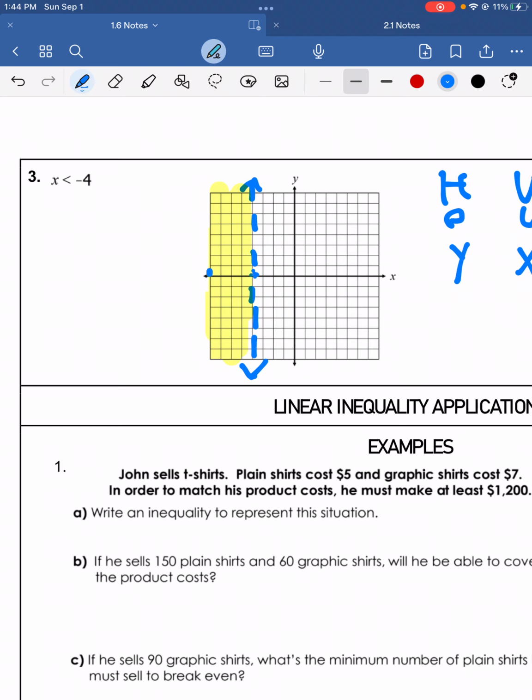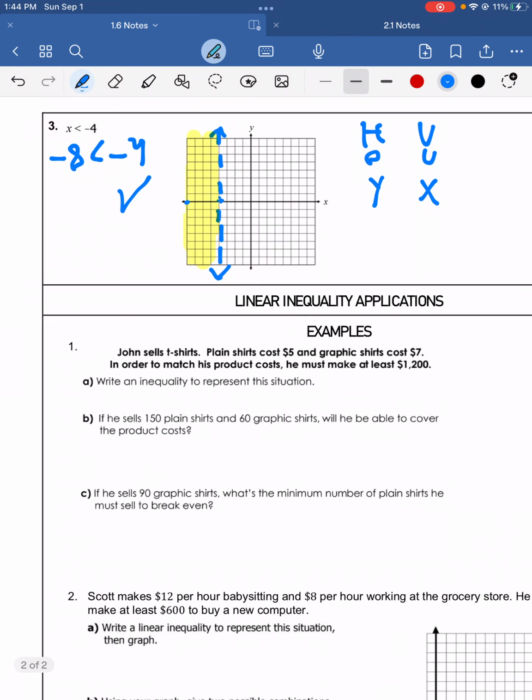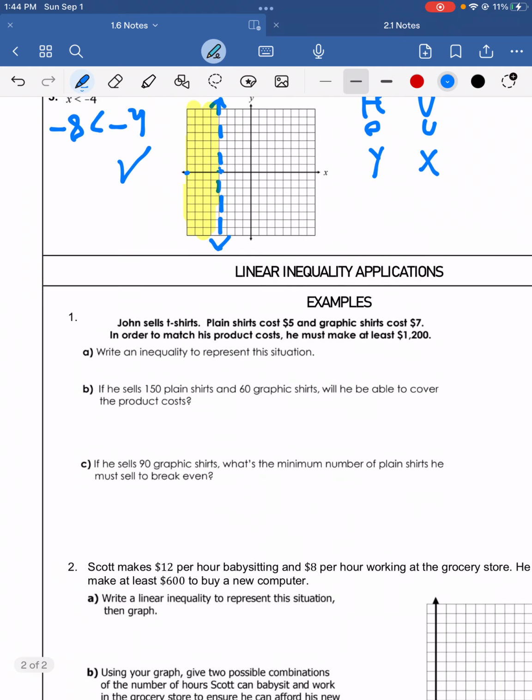Okay, and you can test that. If you plug in -8 into this inequality, -8 is less than -4. That's true. Okay. So you can test it out, and you get that.